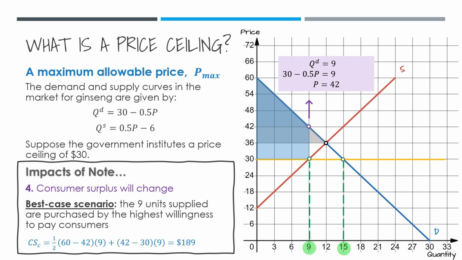In particular, consumer surplus is going to be equal to 1/2 times 60 minus 42, which is the height of our triangle. I'm going to add a little line in here to make this really clear. So I'm dividing my region into two parts. I'm finding the area of the triangle. It's 1/2 times 60 minus 42 times 9. And then I'm adding the area of the rectangle. And the rectangle has a height of 42 minus 30 and a base of 9. When you do this computation, you find out that the consumer surplus under this ceiling in the best case scenario is $189.